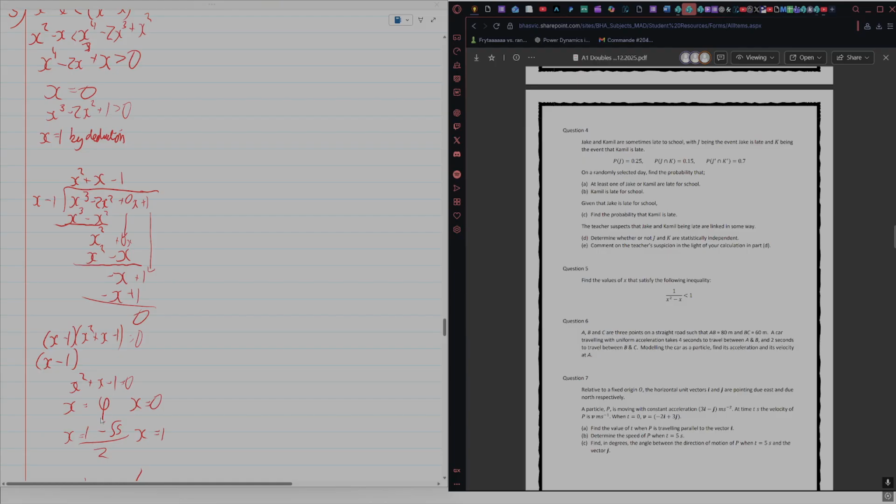The golden ratio is just 1 plus root 5 over 2. But it's always fun to see it, and it's always fun to write it out like that.